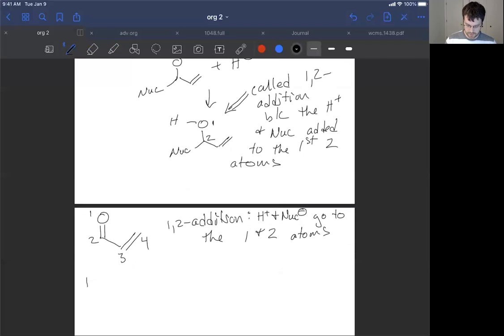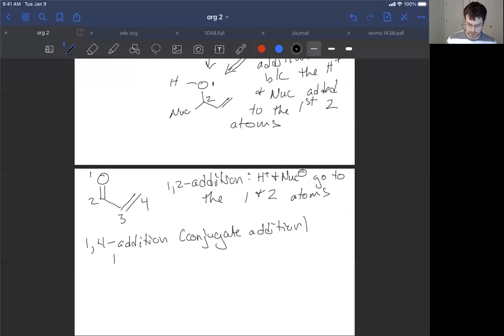Now there's a different form of addition called 1,4 addition, and this is often called conjugate addition. To keep that in line with what I just said, in 1,4 addition, the H plus and nucleophile add to the 1 and 4 atoms. Now, why would they do that? Well, this is called conjugate addition.